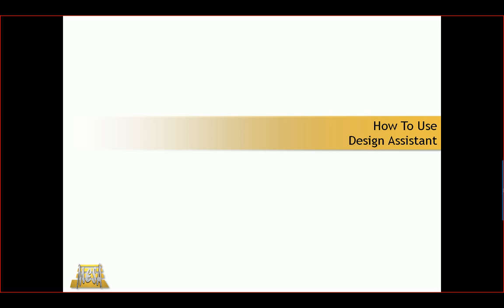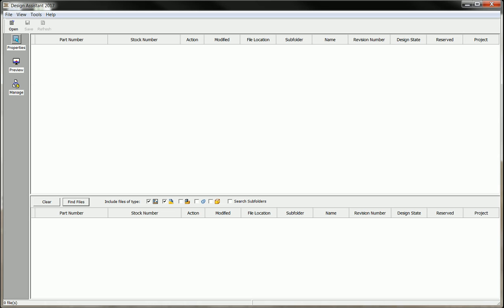In this video, I'd like to share how to use Design Assistant to copy a project. So I've launched Design Assistant from going down to the Windows Start menu, going to Autodesk, the version of Inventor I'm using, and then Design Assistant.